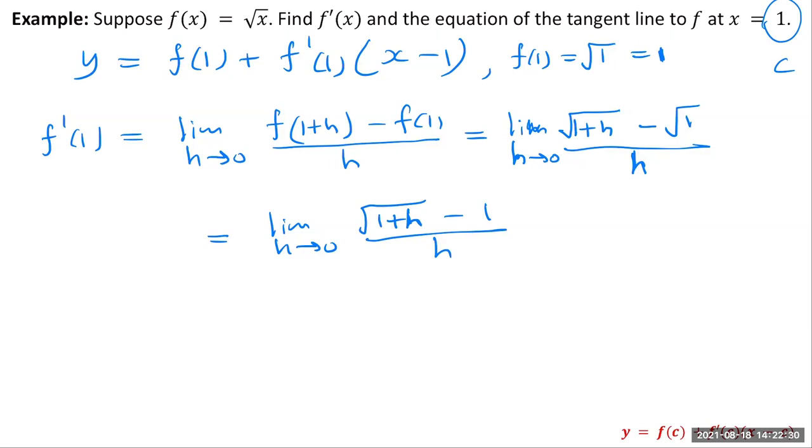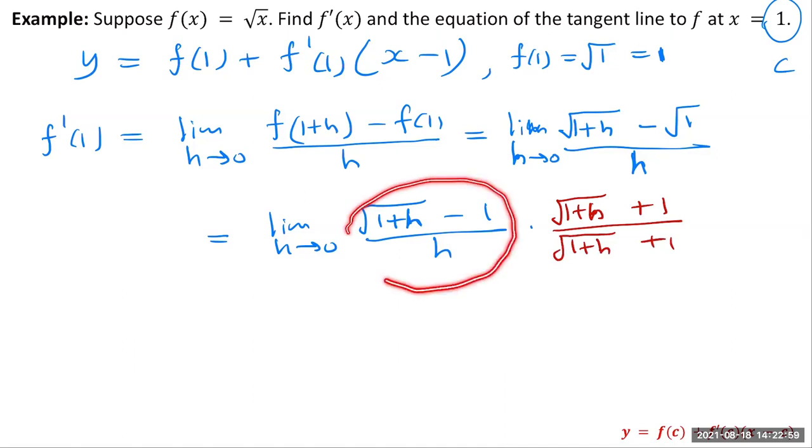The strategy that we use is you multiply both top and bottom by the conjugate of this expression. Conjugate means you switch the sign in the middle. So you multiply both top and bottom of that expression by square root of 1 plus h plus 1, divided by square root of 1 plus h plus 1. I multiplied both top and bottom by the conjugate of your numerator, that is, you put a plus sign. That's when you get this quantity.